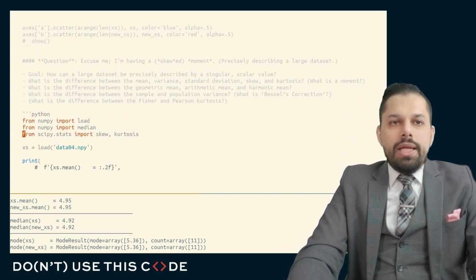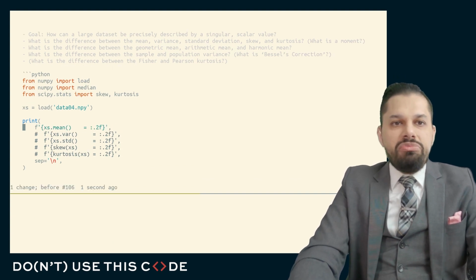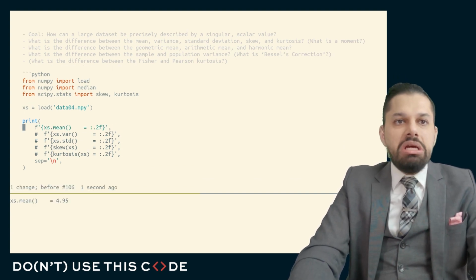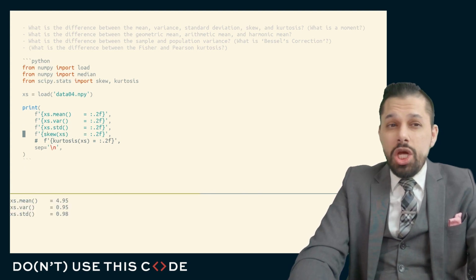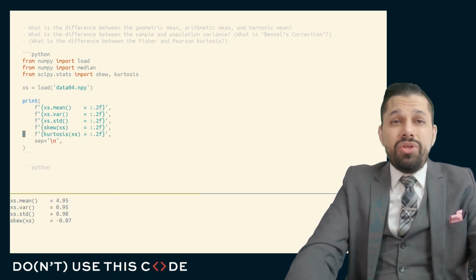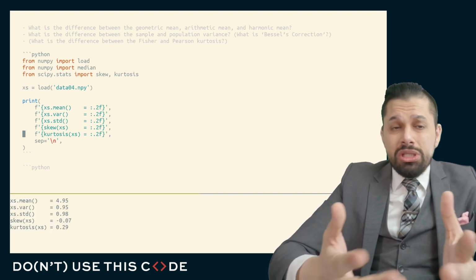And we're going to try and develop an intuitive sense of what these statistics really physically mean. Let's start off. If we take our data set, we can compute things like the mean very easily in NumPy. We can compute the variance. We can compute the standard deviation. We can compute the skew. We can compute the kurtosis if we import from SciPy.